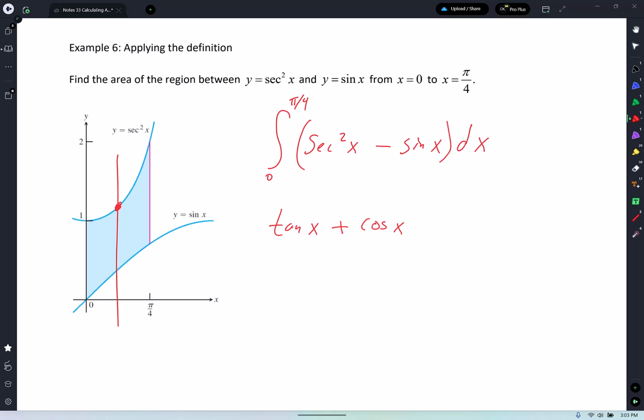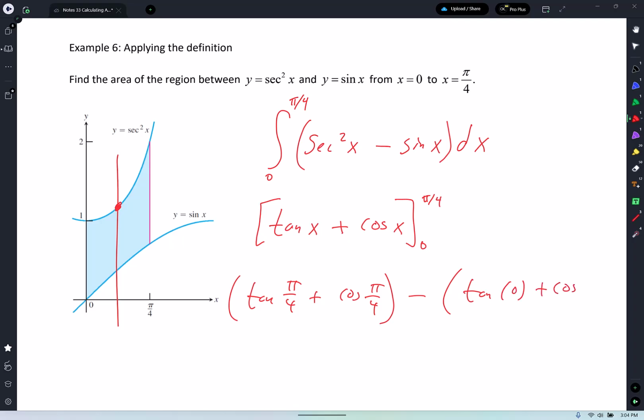It's a definite integral, so you're not going to put a plus c. I have more than one term, so I'm going to put that in brackets. Put a 0 on the bottom, put pi over 4 on the top. Upper minus lower. Giant parenthesis. Tan of pi over 4 plus cosine of pi over 4. A little bit of pre-cal, baby pre-cal. Minus tan of 0 plus cosine of 0. Cosine of 0 is not 0.